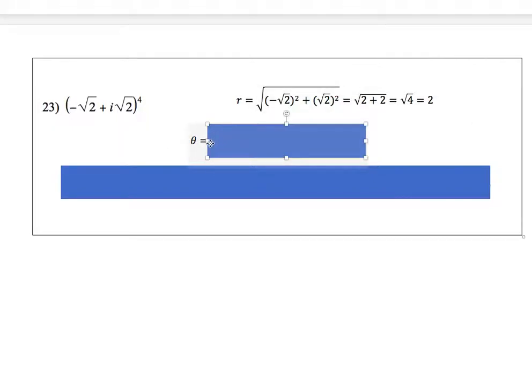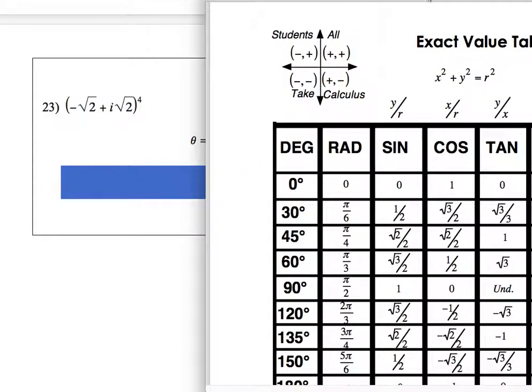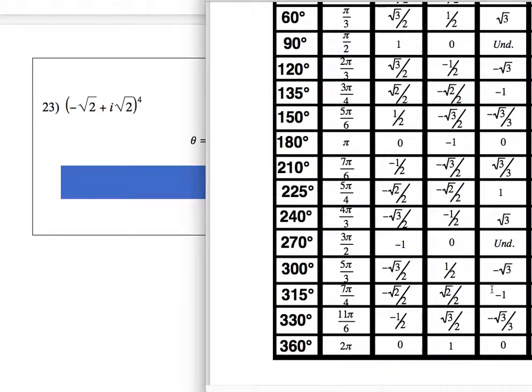And then to find theta, we do our inverse tangent, and that's going to be the number attached to the i, divided by our real number, so square root of 2 divided by negative square root of 2. And with that, you get inverse tangent of negative 1. That is on our exact value table. So if we pull up our exact value table and go down to the tangent column, you'll see a negative 1 here, and you will also see a negative 1 here.